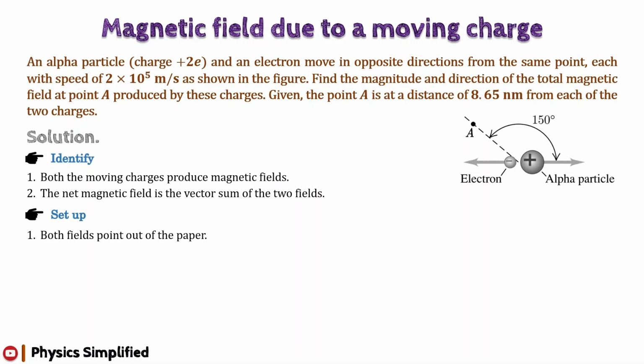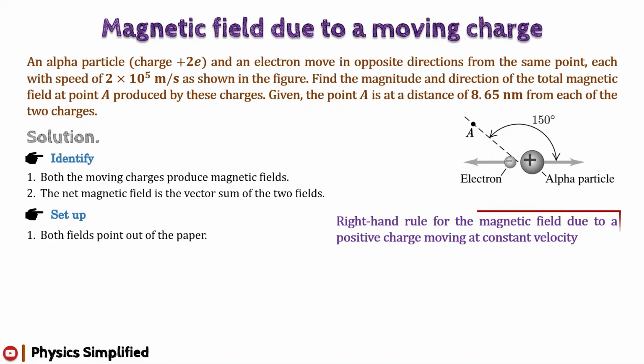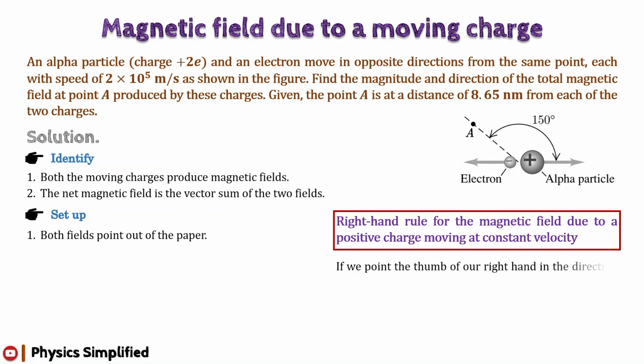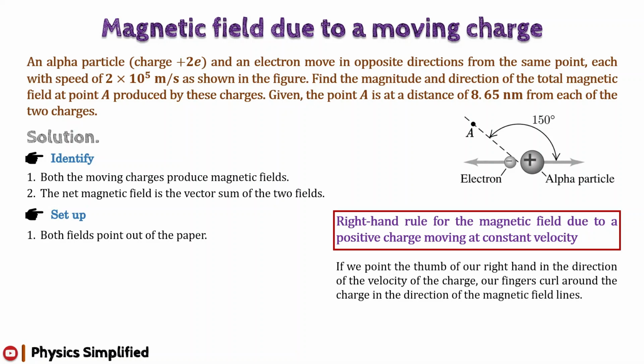So, we can state the rule as follows. If we point the thumb of our right hand in the direction of the velocity of the charge, our fingers curl around the charge in the direction of the magnetic field lines. Remember, if the moving charge is negative, the field lines are in the opposite direction. Now it is clear to us why the magnetic fields produced by the two charges point out of the paper.